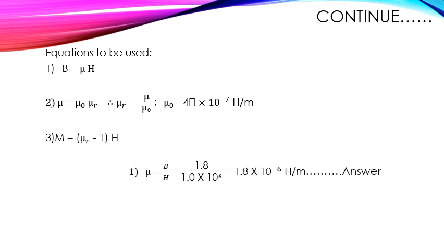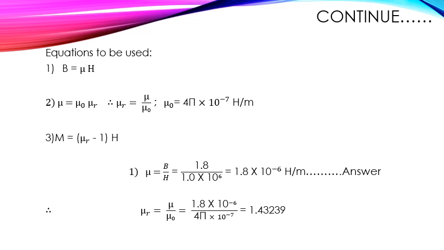Now just by using the equations and putting in the values, we can get the answer for permeability. So here from the equation B is equal to mu H, we can write mu is equal to B by H. Put the value of B as 1.8 Tesla and the value of H as 1 into 10 raised to 6, and we will get the answer mu is equal to 1.8 into 10 raised to minus 6 henries per meter.